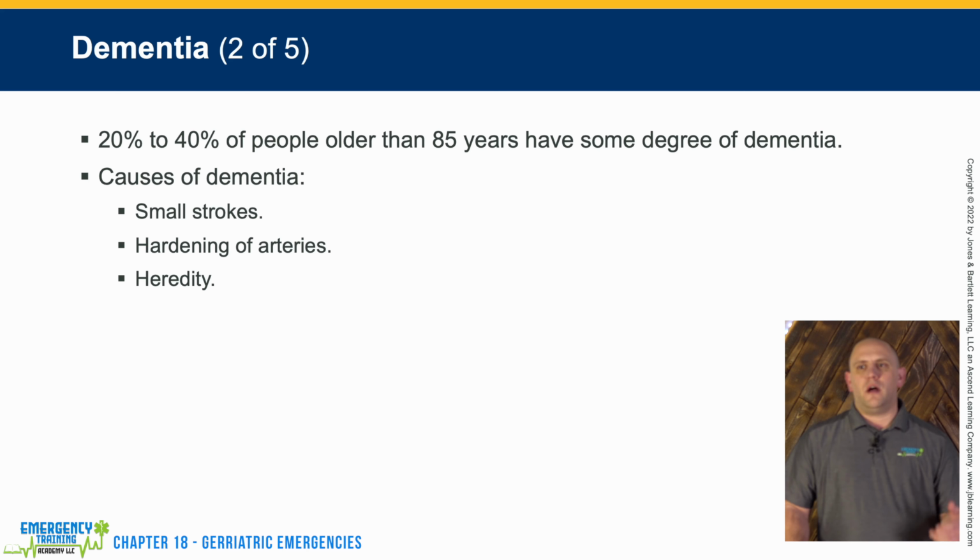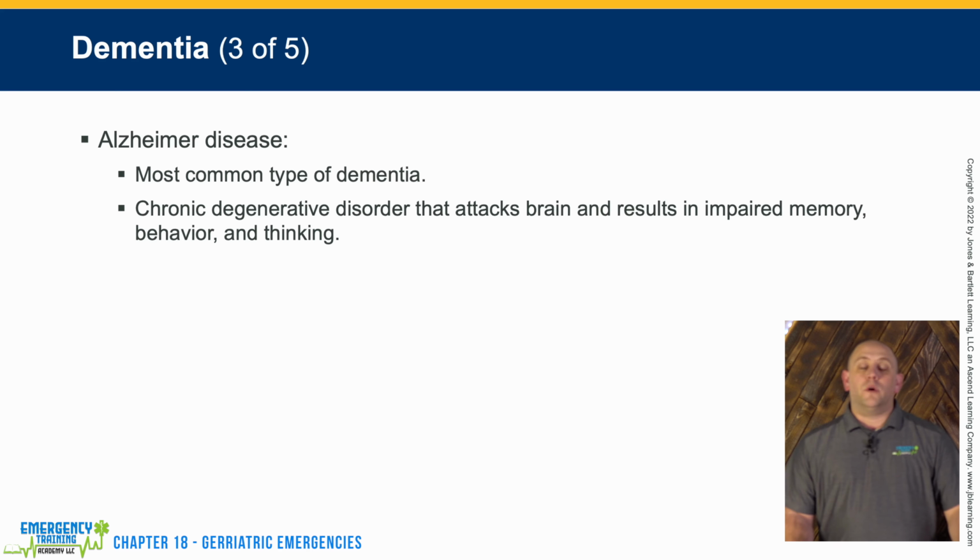Some of the causes of dementia might be mini strokes. It could be from that hardening of the arteries that we saw that decreases blood flow to the brain. And there's also a part of it that is just hereditary. One specific type of dementia is known as Alzheimer's. Most people have heard of this. This is the most common type of dementia.